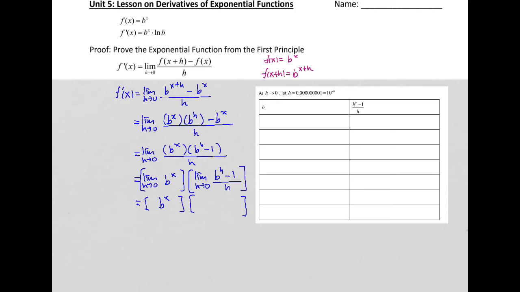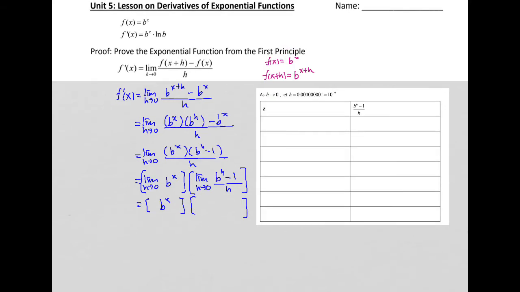The first base I'm going to use is not going to be 1, because if b equals 1, the function will be 1 to the exponent x. And we know when the base is 1, it's actually a horizontal line. That's not an exponential function anymore. So the first b value we're going to substitute in will be 2. Let's put 2 into b on the calculator. When b equals 2, the fraction becomes 0.69314. The next number I'm going to try is b equals 3.